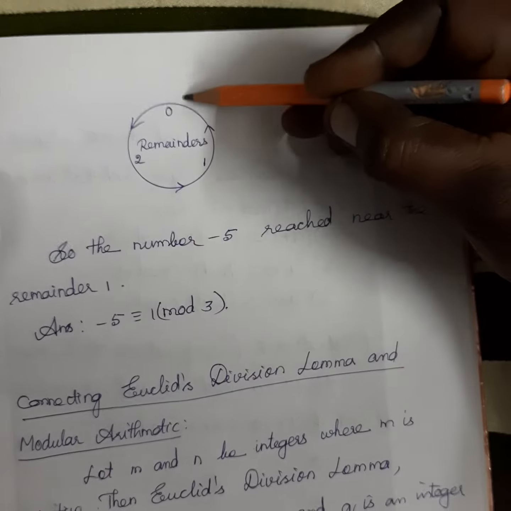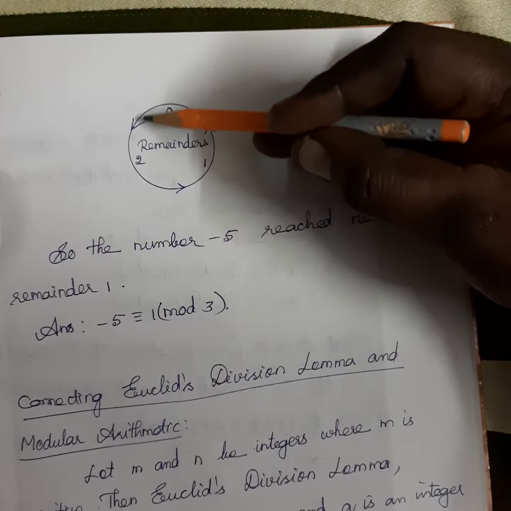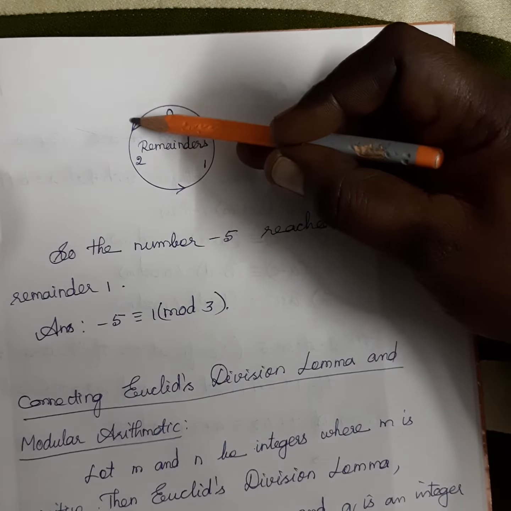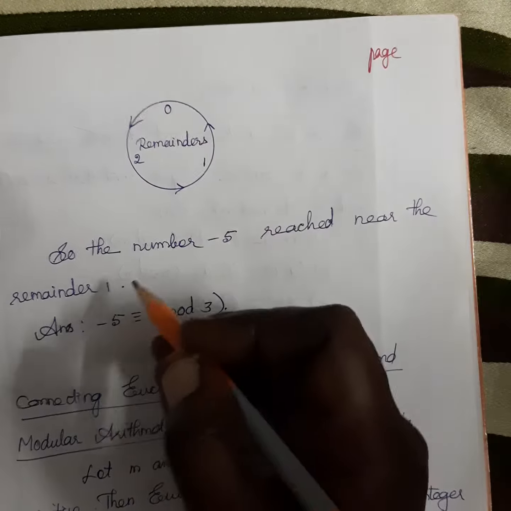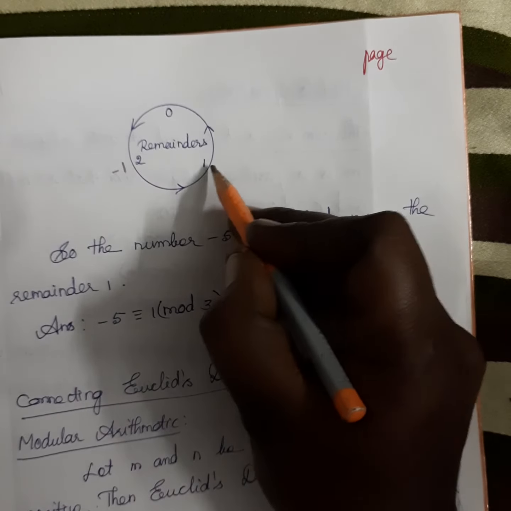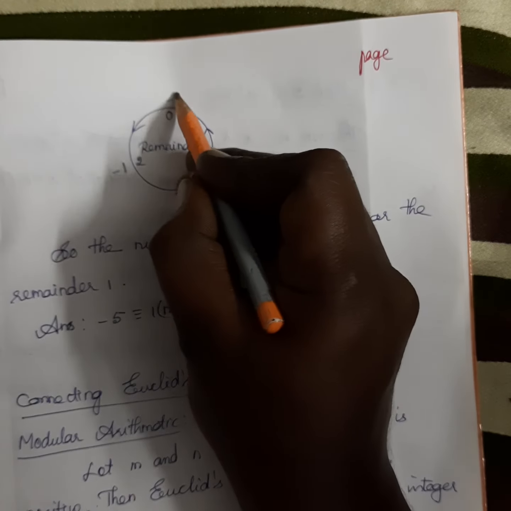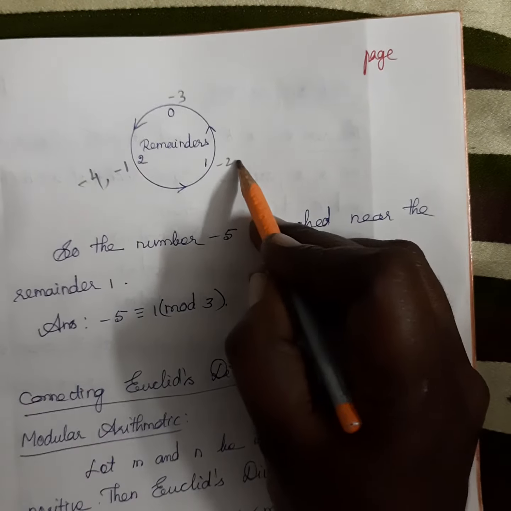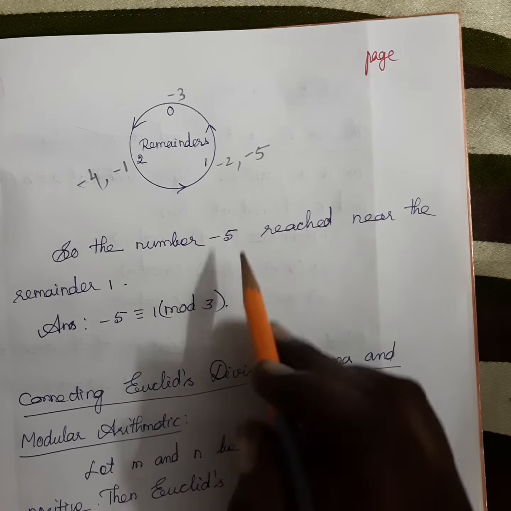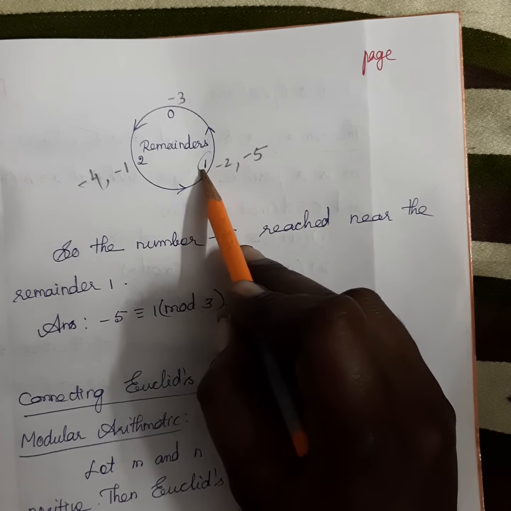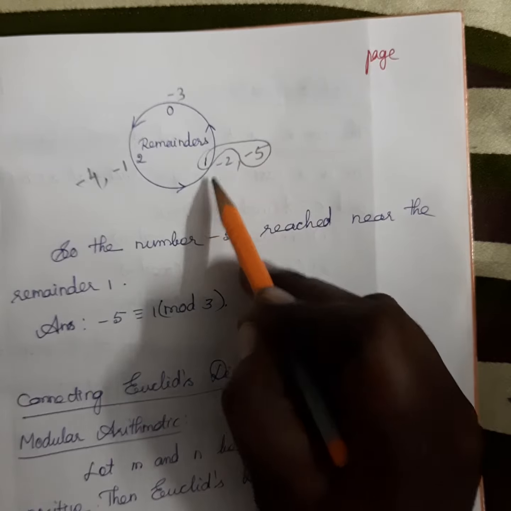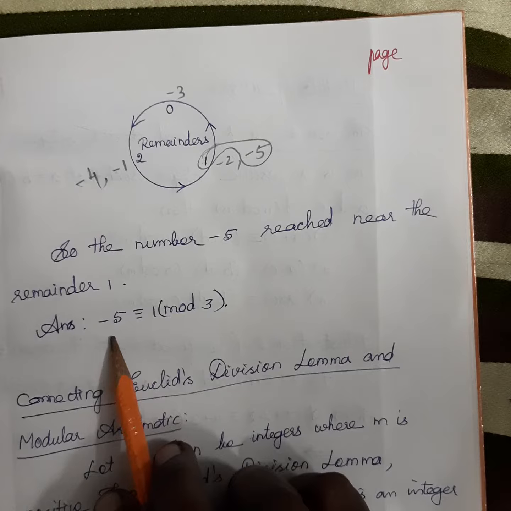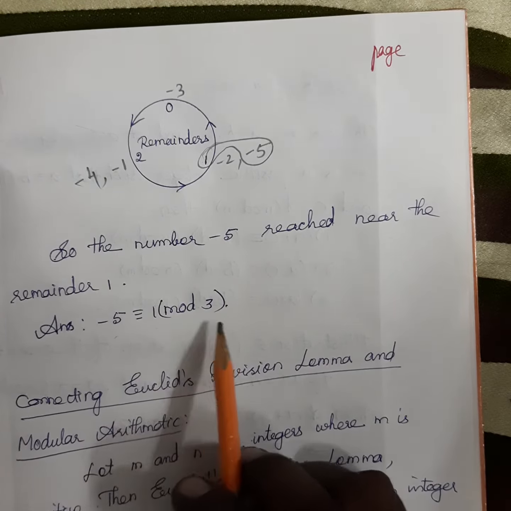Here the diagram is 0, 1, 2. It is the remainders you put in the correct order, but you start the counting in the anti-clockwise direction from minus 1. So this is minus 1, minus 2, this is minus 3. Next this is minus 4, this is minus 5. Our given number is minus 5. Here the remainder is 1. So we are getting minus 5 is congruent to 1 mod 3.